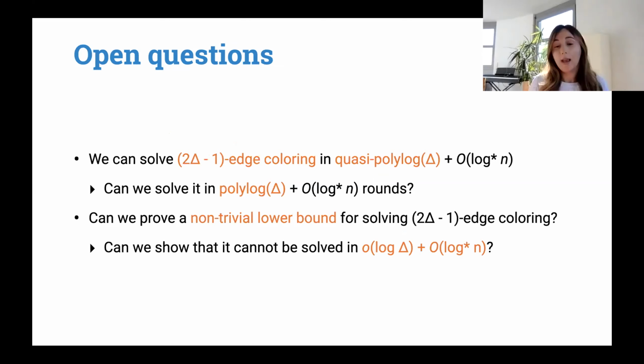And on the lower bound side, as already mentioned before, the only lower bound that we know is of omega of log star of n. And a concrete question can be the following. Can we show, for example, that 2 delta minus 1 edge coloring cannot be solved in little o of log delta plus order of log star n rounds?